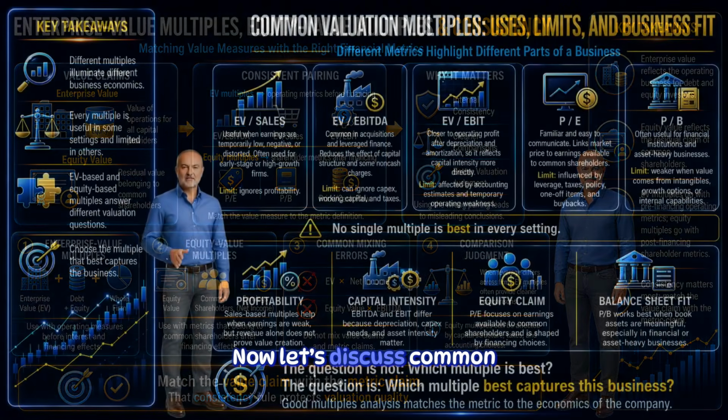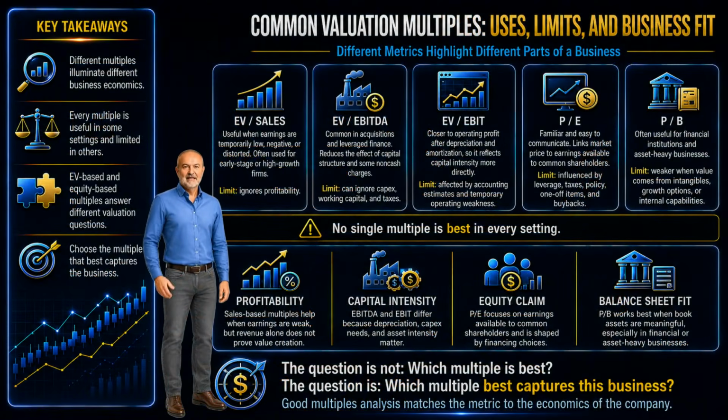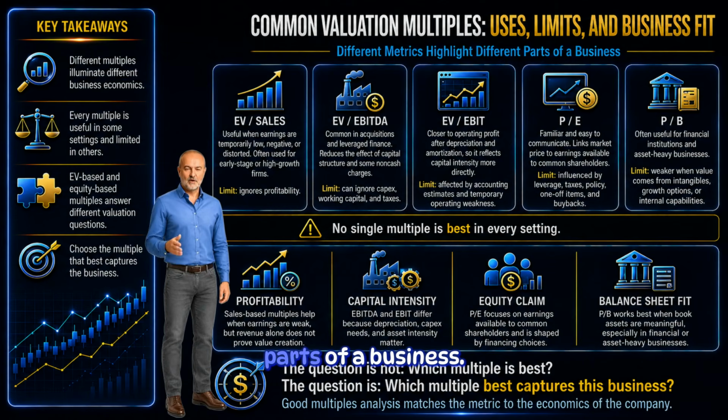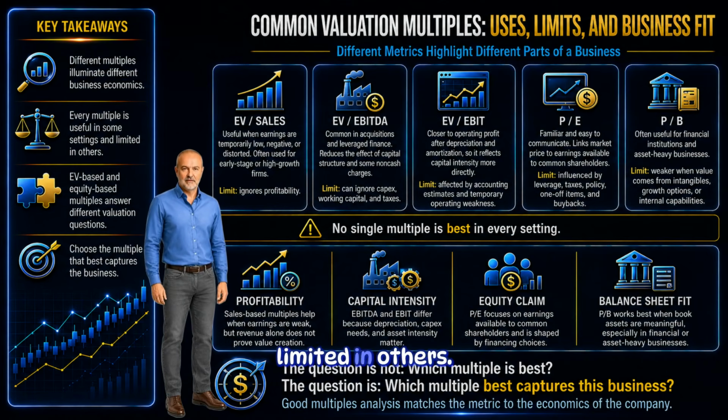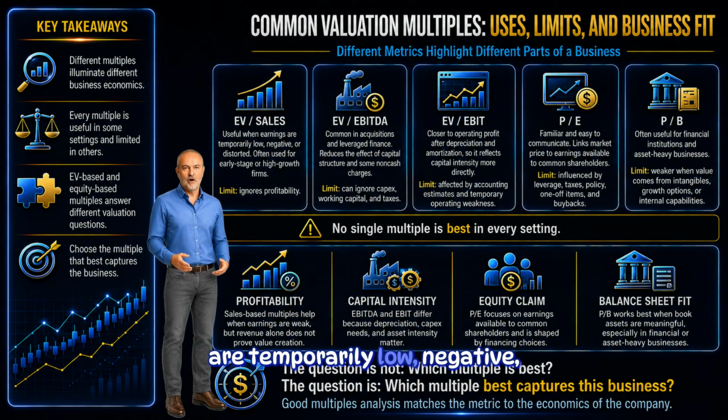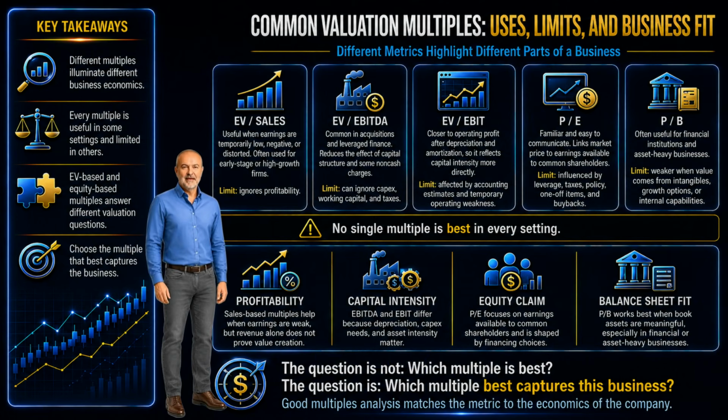Now, let's discuss common valuation multiples. Different multiples highlight different parts of a business. None of them is perfect. Each one is useful in some settings and limited in others. EV to sales can be useful when earnings are temporarily low, negative, or distorted. It is often used for early stage or high growth businesses, but it ignores profitability. A company can produce revenue and still fail to create value if margins and returns are weak.